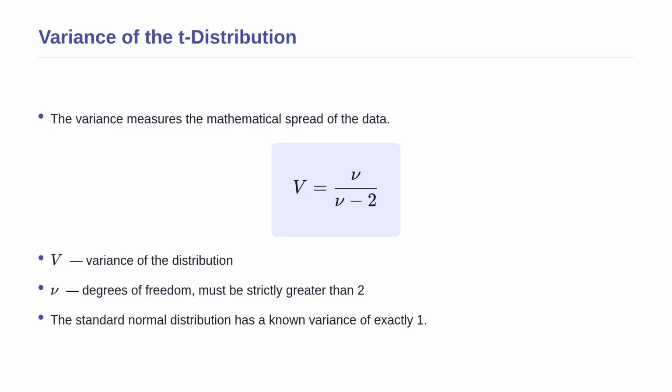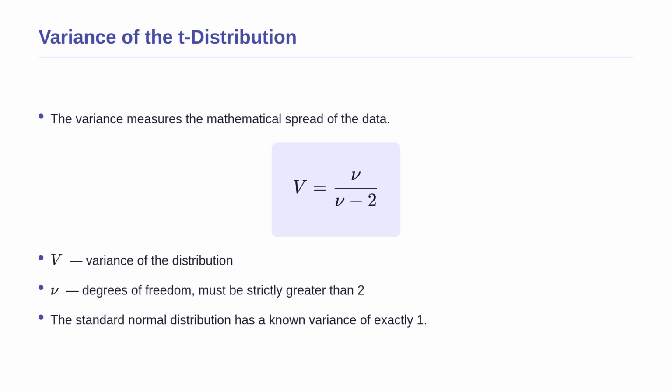The variance of a t-distribution is given by a very simple formula. V equals nu divided by nu minus 2. Here V represents the variance, which measures the spread of the data. The symbol nu represents the degrees of freedom. Note that this formula only works for nu strictly greater than 2, because as we learnt earlier, the variance is infinite when nu is 2 or less.